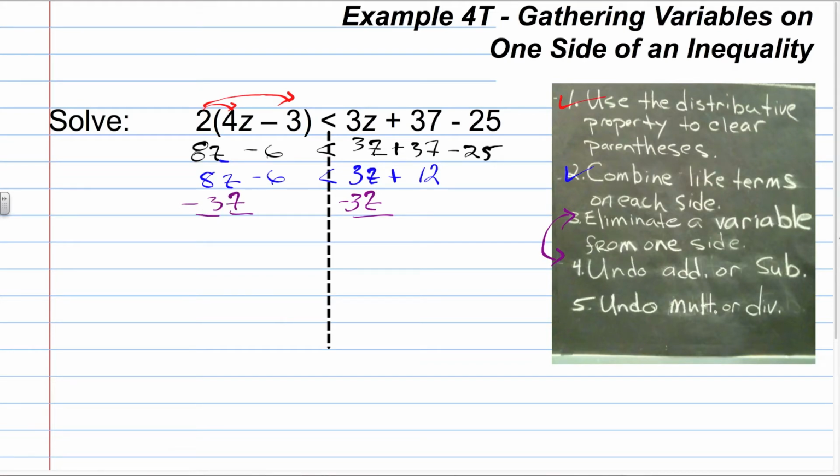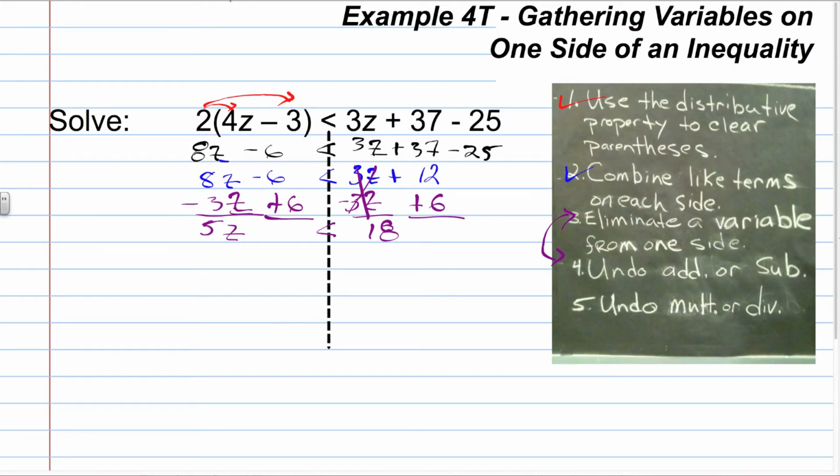What that gives me is 5z on the left. These z's cancel. So what I must do is, since the 5z's are on the left, I have to add 6z to both sides. And in doing that, 12 plus 6 is 18. I bring down the inequality, so I am left with 5z is less than 18.